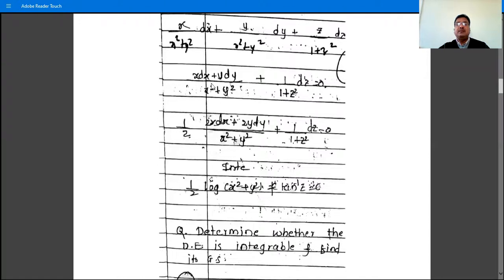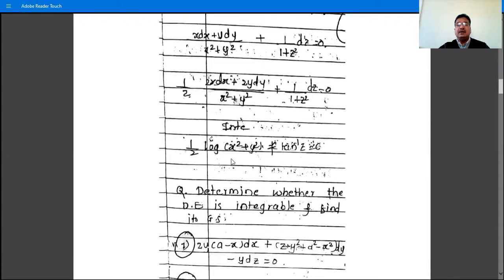And if you find the derivative of x square plus y square, then it is 2x dx plus 2y dy. So multiply by 2, divide by 2, that is, adjust the derivative of the denominator in the numerator, and then integrating we have 1/2 log (x square plus y square) plus, for 1 by (1 plus z square), the integration is tan inverse z, because if you take x as the variable, then the derivative of tan inverse x is 1 by (1 plus x square). The derivative of tan inverse z is 1 by (1 plus z square), is equal to constant.